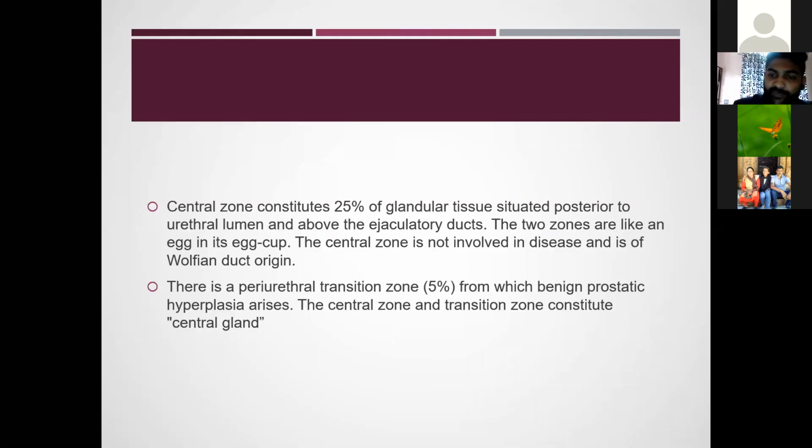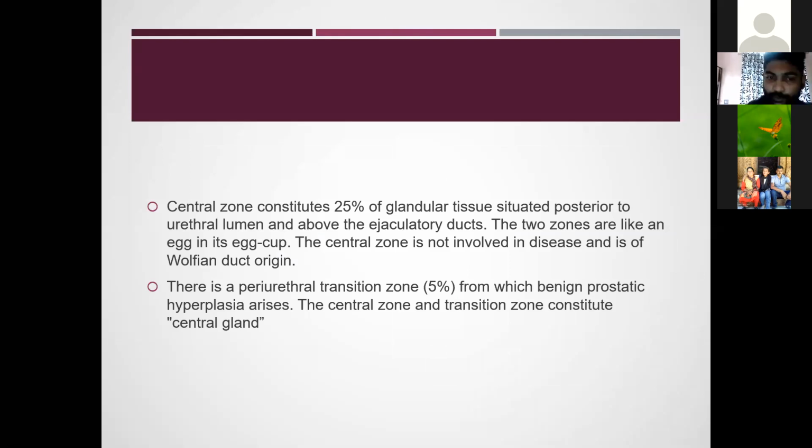Then the central zone is not involved in disease and is of Wolffian duct origin. The central zone consists of 25% of the glandular tissue and is situated posterior to the urethral lumen and above the ejaculatory duct.